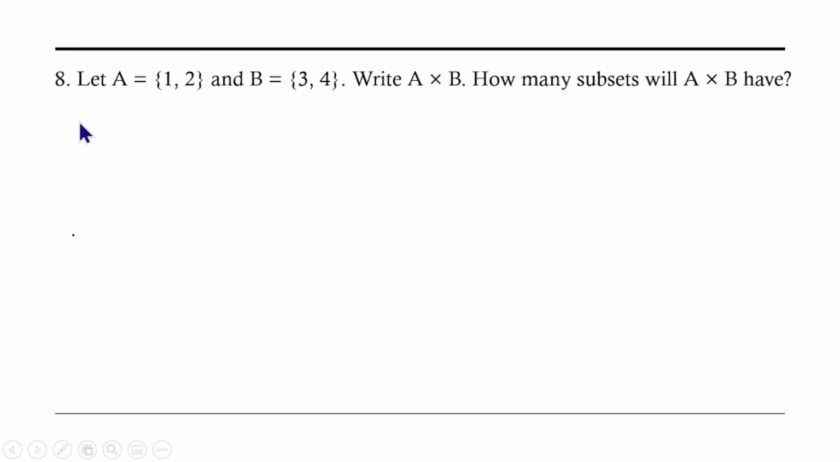Next question. Let A is equal to {1, 2}, B is equal to {3, 4}. Write A cross B. How many subsets will A cross B have? So here A is given, B is given with 2 elements each. We need to write A cross B and we have to write the number of subsets A cross B will have. So first let us write A cross B. A cross B is the ordered pairs (1, 3), (1, 4), (2, 3) and (2, 4).